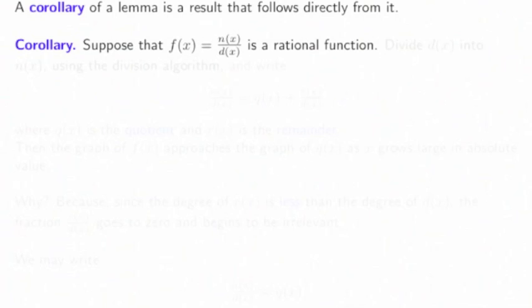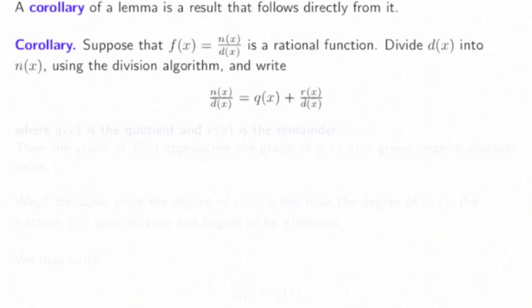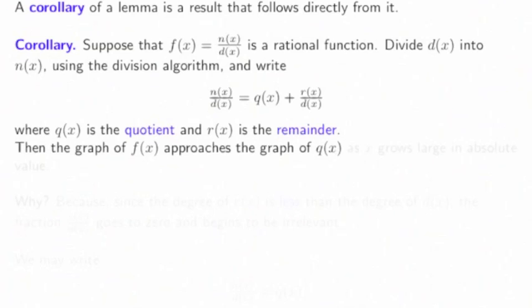In this case, suppose we have a rational function where the degree of the numerator might not be smaller than that of the denominator. Divide the denominator into it using the division algorithm and write this fraction as q of x plus a new fraction r of x over d of x, where q of x is the quotient and r of x is the remainder. And by the division algorithm, we know that this remainder has degree smaller than that of d of x. Then the graph of f of x approaches the graph of q of x as x grows large in absolute value. The graph of my rational function will approach the graph of the quotient.